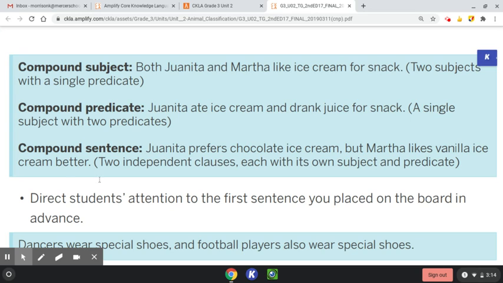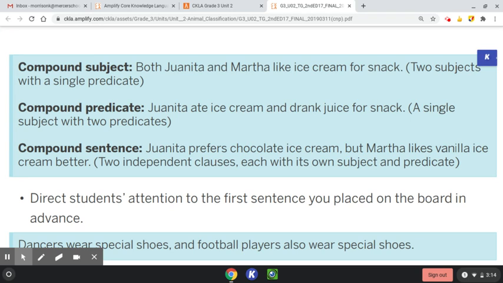Okay, then a compound sentence, which is what we're mostly going to be working with today, or that's the only thing we're going to have to decide between, really. A compound sentence is when you have two subjects and two predicates, and two sentences are basically put together to make one, like we talked about at the beginning. So: Juanita prefers chocolate ice cream, but Martha likes vanilla ice cream better. Our first subject is Juanita, because that's who the sentence is about at the beginning. And our next subject is Martha, because that's who the sentence is about at the end.